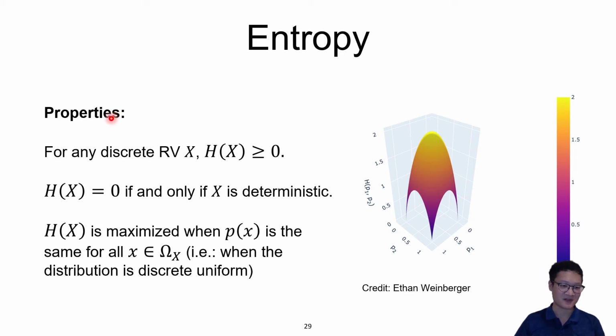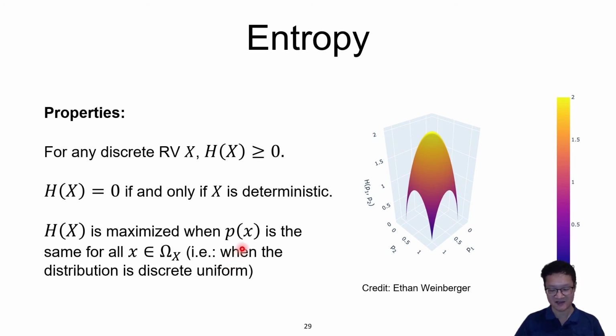Some properties of entropy. For any discrete random variable, the entropy is always non-negative. And the entropy is 0 only if x is deterministic. And the entropy is maximized whenever the probability of x is the same for all x. So that means when the distribution is uniform.